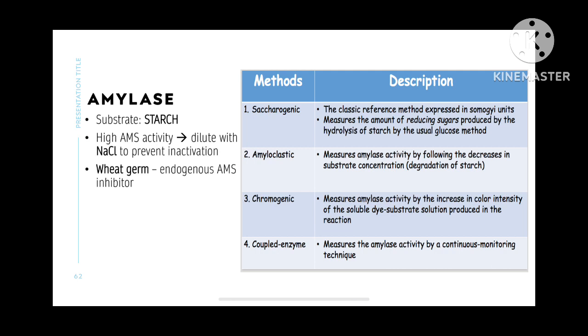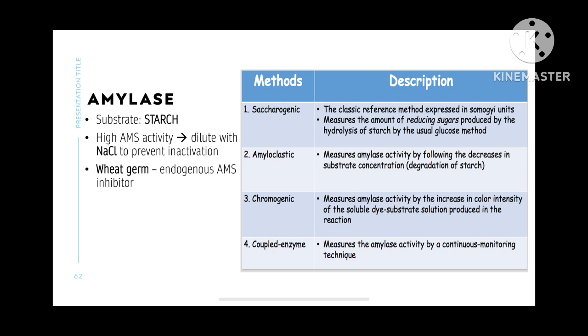The saccharogenic method uses a starch substrate that is hydrolyzed by the action of amylase to its constituent carbohydrate molecules that have reducing properties. The amount of reducing sugars is then measured, where the concentration is proportional to amylase activity.